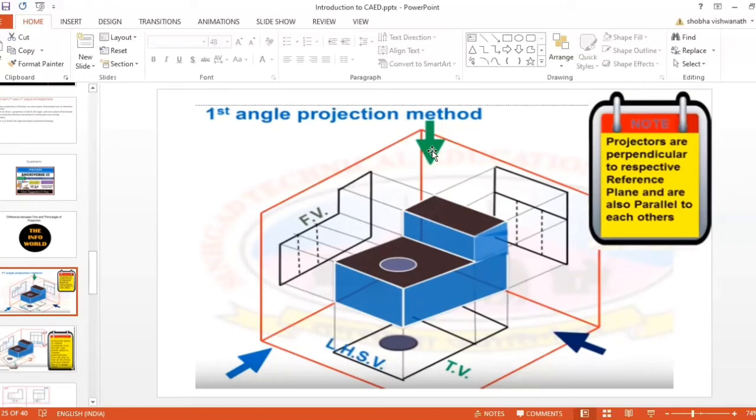When you see this object from the top side, you represent it in the horizontal plane. See from the top what you can observe. You can see this rectangle box and this square box, and in the center you have a circular hole. When you see from the top, you project that drawing: a rectangular shape, a square shape, and a circle. That is the top view of the object. This is the front view of the object.